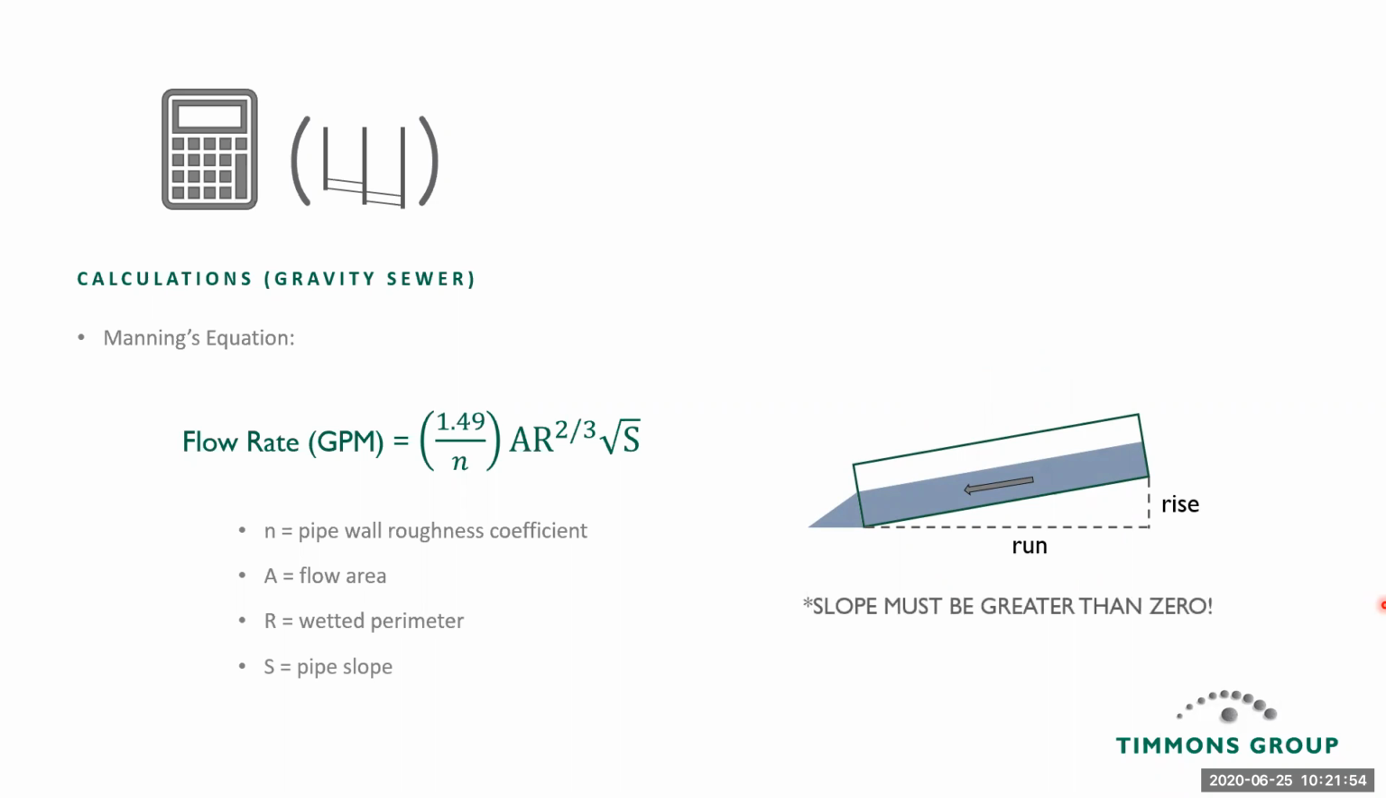Now, it's important to point out here that Manning's equation has its limitations. Basically, the slope that's input must be greater than 0. If the slope is 0 or negative, Manning's equation breaks down. You will end up with an error. And this is important because it's a limitation of the equation, since not all sewers are perfectly laid. Some gravity sewers are what we call inverted. From the flow direction, the inflow of the pipe is actually lower in elevation than the outflow of the pipe.